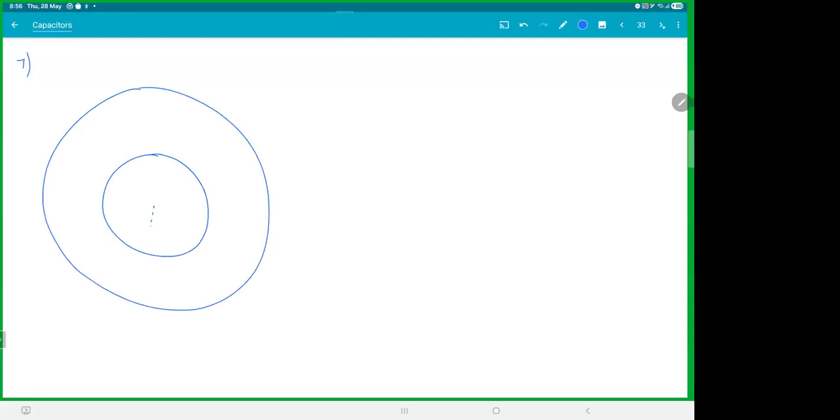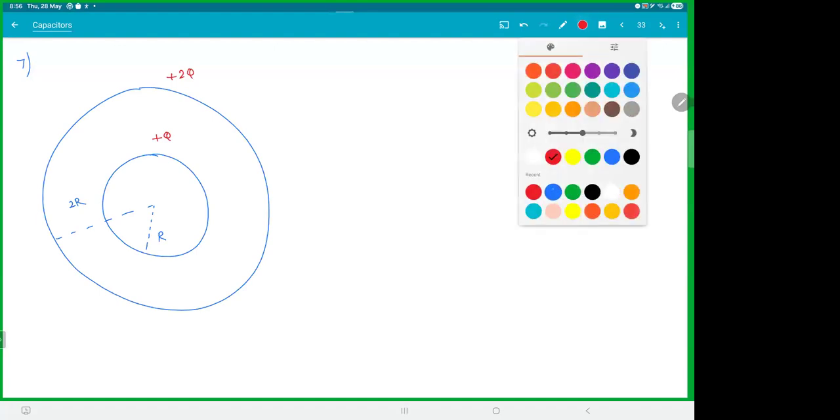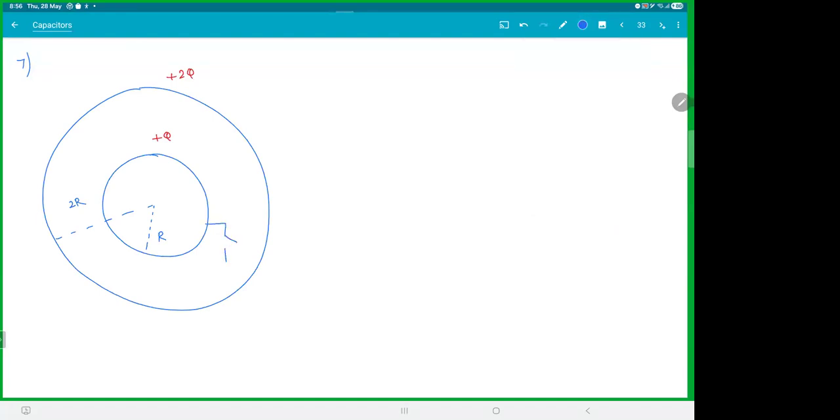So we have two shells, radius R and radius 2R. Let's say the inner one has an initial charge of plus Q, and the outer one will have a charge of 2Q. We have a switch here, and the inner shell is being grounded.